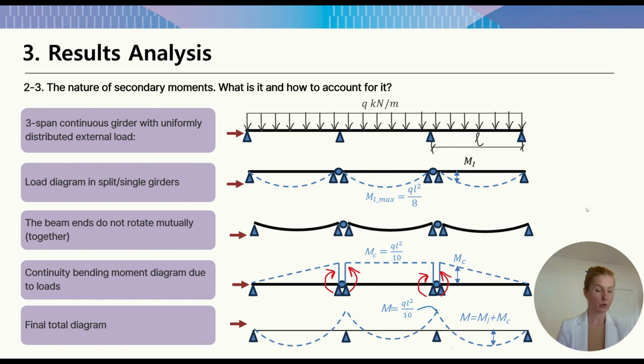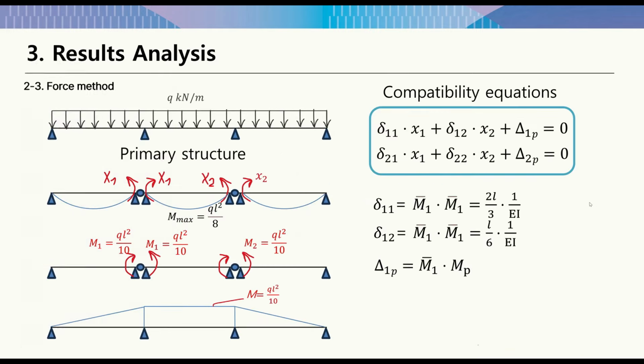Next, I'll show you the equations for the force method. When you have free time, with these equations, you can check those bending moments from the previous slide. This is the primary structure where we need to find the redundant links. Here is the bending moment diagram of indeterminacy. Good luck.